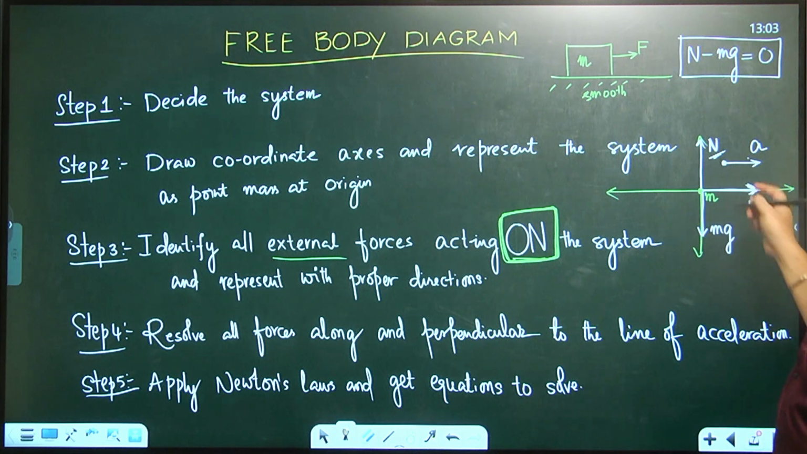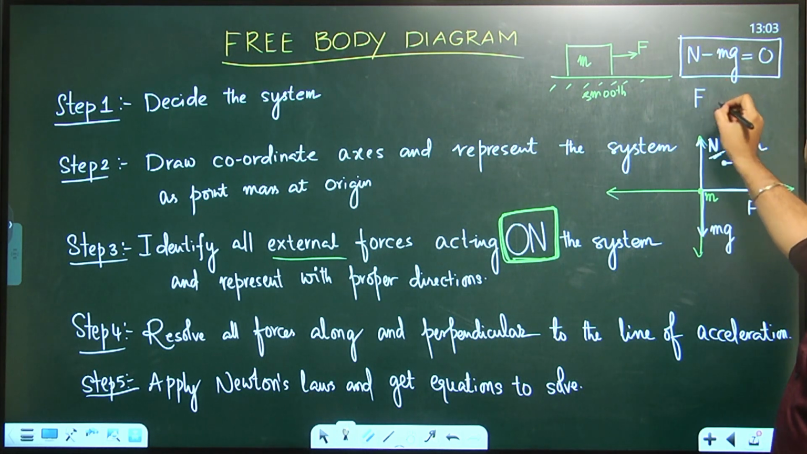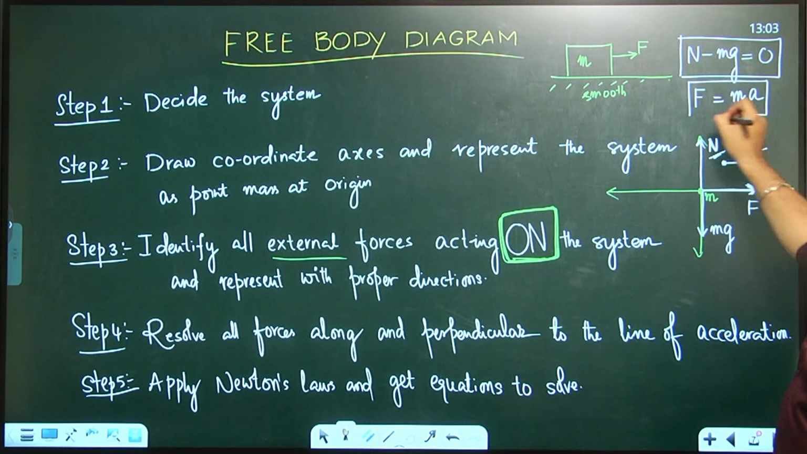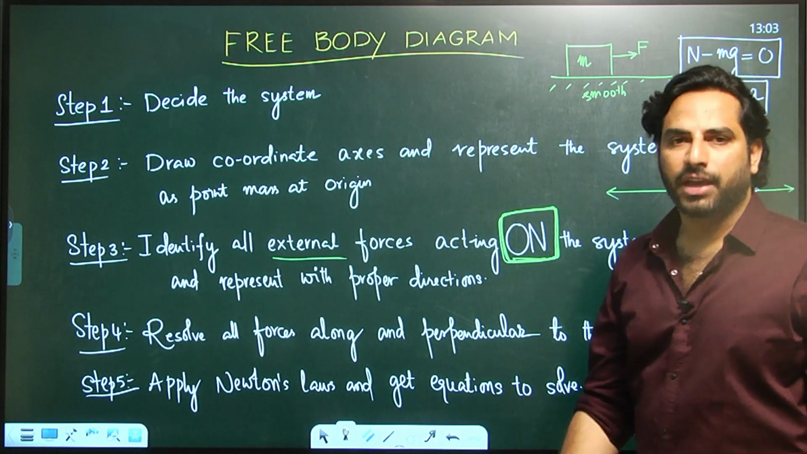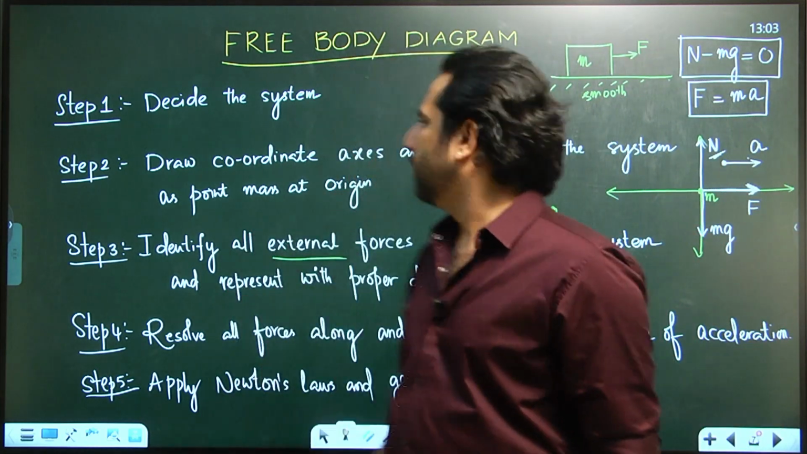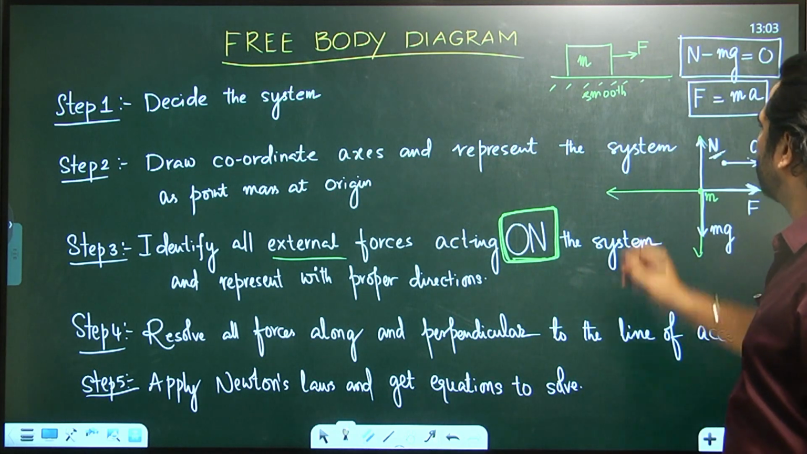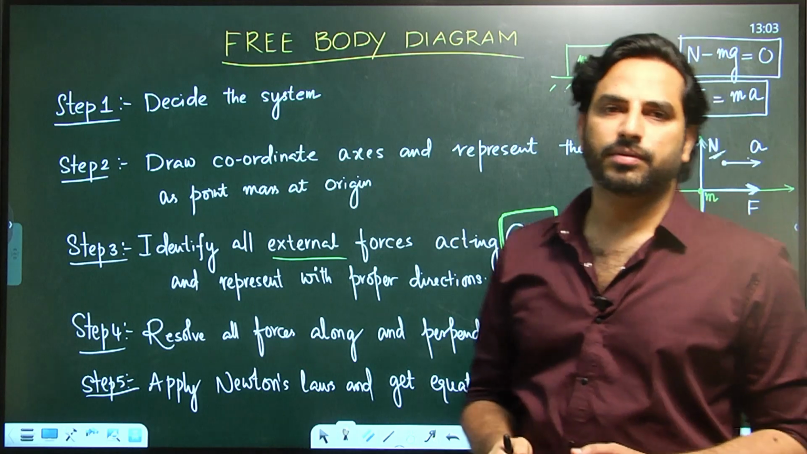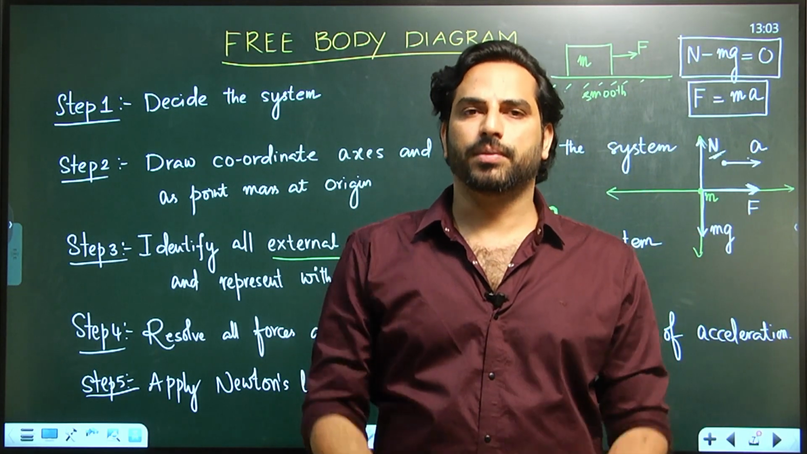Second equation: in the horizontal direction, net force is F, which is equal to the mass of the system times the acceleration of the system, ma. So this is the second equation. From the first equation, I can find the force applied by the surface on the body, which is N equal to mg. So the surface is applying a force equal to mg on the body.